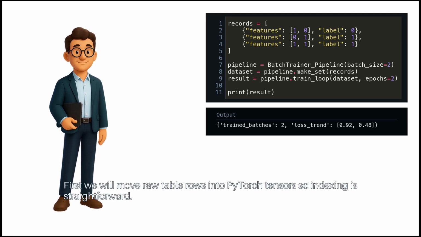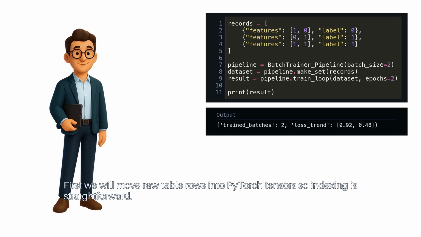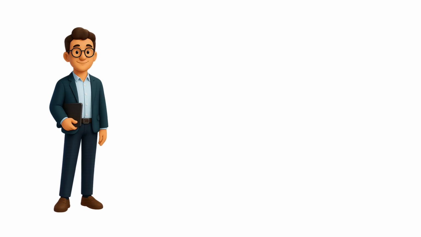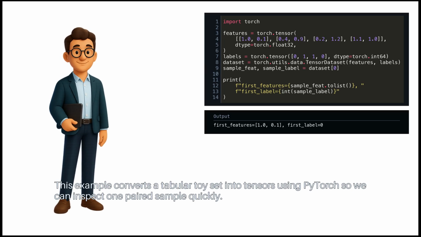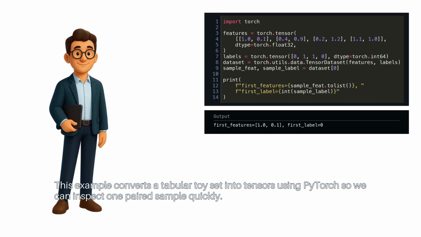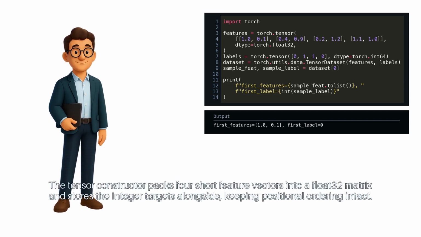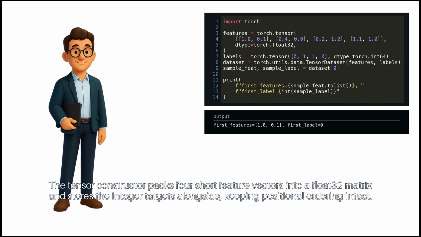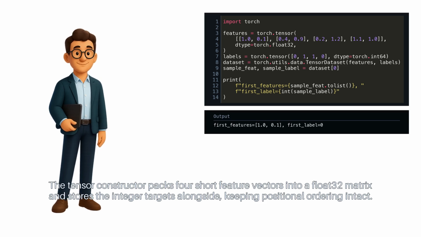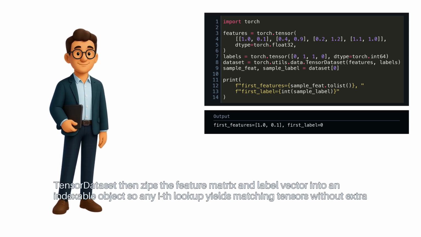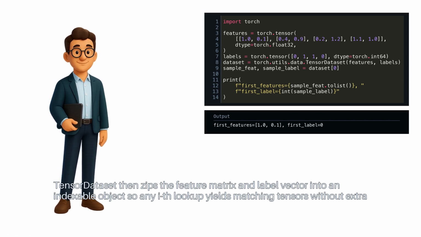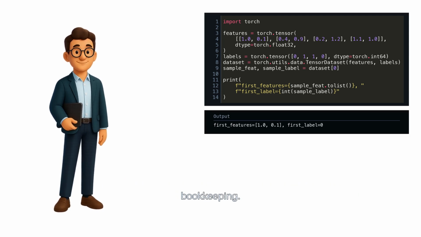First, we will move raw table rows into PyTorch tensors, so indexing is straightforward. This example converts a tabular toyset into tensors using PyTorch, so we can inspect one paired sample quickly. The tensor constructor packs 4 short feature vectors into a float32 matrix and stores the integer targets alongside, keeping positional ordering intact. TensorDataset then zips the feature matrix and label vector into an indexable object, so any lookup yields matching tensors without extra bookkeeping.